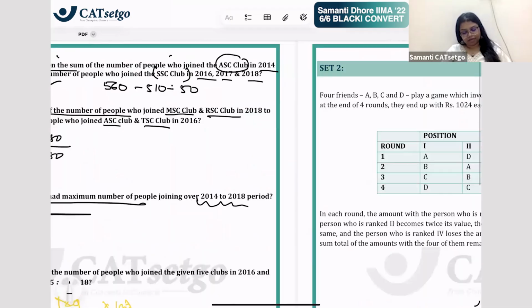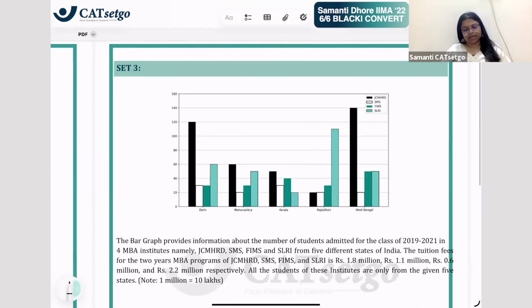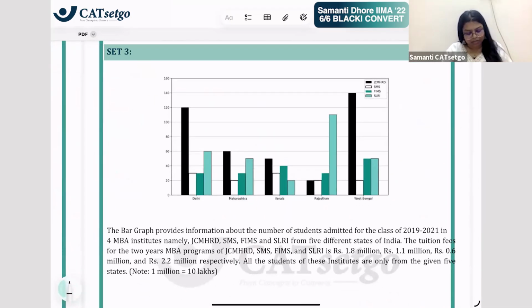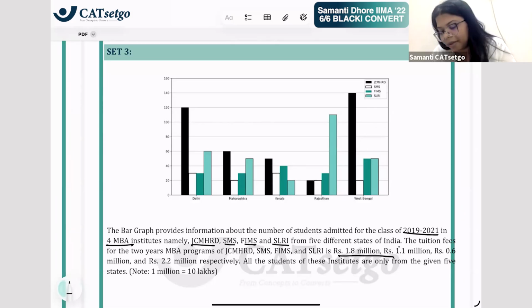Now next, let us solve this set because this is a bar graph. So let us solve something regarding bar graph. Screenshot this so that you know the set, and then we can look at the questions. यहाँ क्या बोला है उन्होंने? The bar graph provides information about the number of students admitted in class of 2019 to 2021 in 4 MBA institutes named JCMHRD, SMS, FIMS, and SLRI. Okay? From 5 different states in India, the tuition fee of the 2 years of MBA is 1 point blah blah blah.